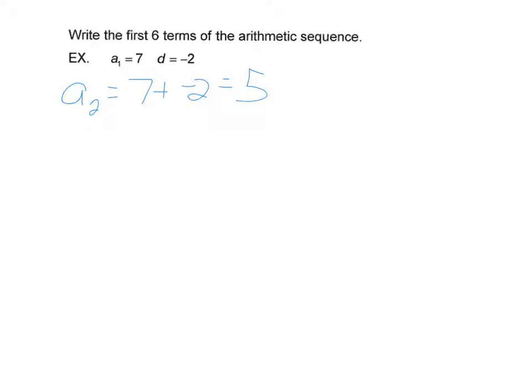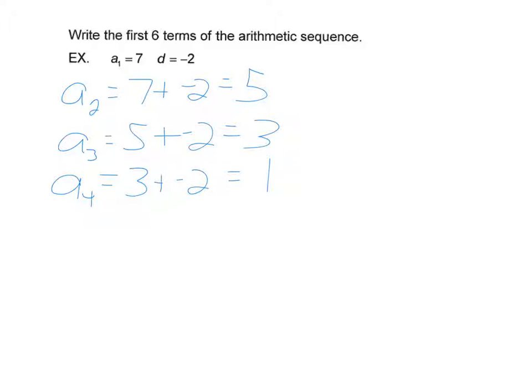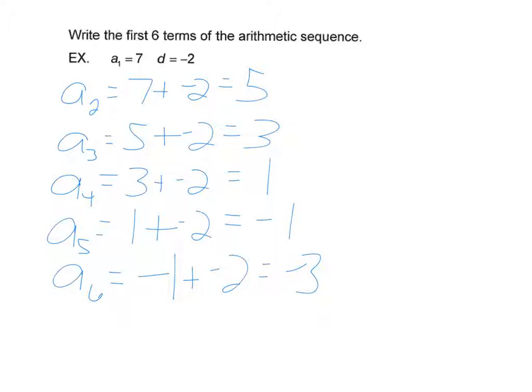And then we add -2 to the 5 to get the third term. Add -2 to the 3, which is 1, and the fourth term. Add -2 to the 1 to get the fifth term, -1. And the sixth term, we're adding -2 to the -1, and it's -3. So there are the first 6 terms.